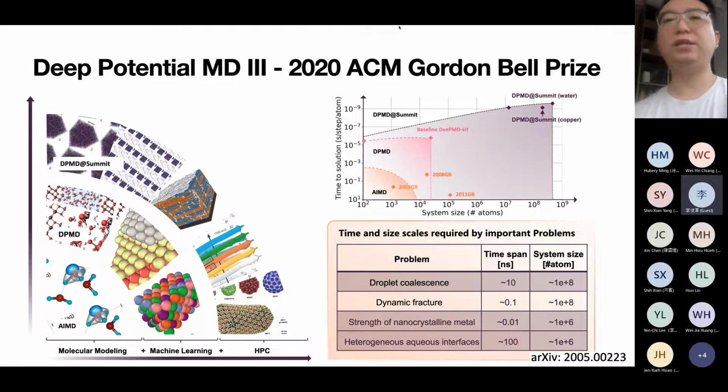The reason we need to do this, as the previous figure suggested, is that if you look at the bottom right-hand table, it shows that to simulate dynamic fracture, the time scale you need is 0.1 nanoseconds, and the size of the system is about 100 million atoms. Say we are interested in a solid-liquid interface, for a battery electrode, then the time span we need to simulate for these electrolyte reactions is 100 nanoseconds, and the system size is about 1 million atoms. So all these become large system size problems that we need to be able to tackle, and that's DeepMD's contribution.